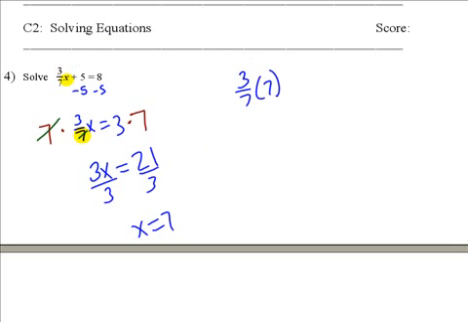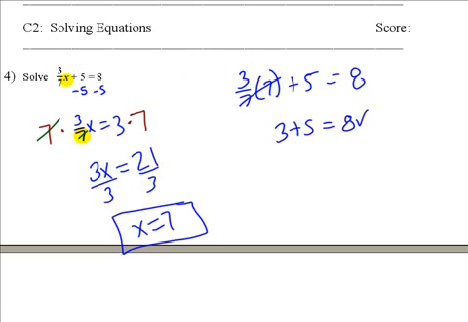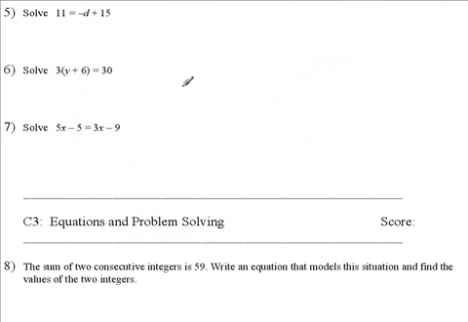3/7 times 7 plus 5, does that really equal 8? Well, notice these 7's reduce out. I get 3 plus 5 equals 8. That's a true statement. So this answer is right. There's no way it can be wrong. Any questions here? All right, let's take a look at number 5.